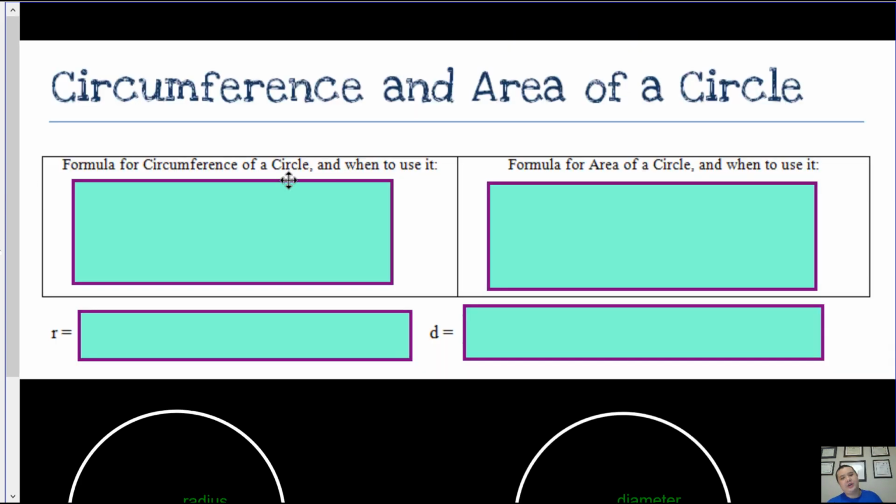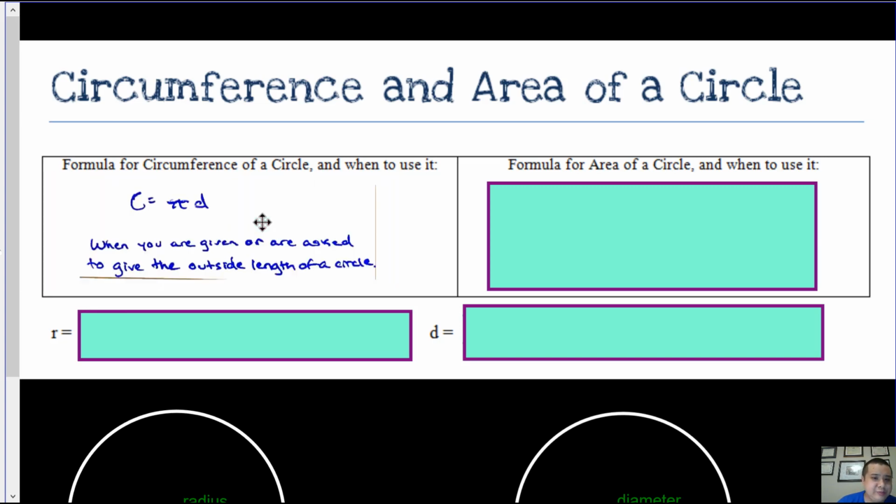First we need to know the formulas for the circumference of a circle and the area of a circle, and be able to know what the circumference and area mean. The formula for the circumference of a circle is circumference equals pi times the diameter. And you use this formula when you are given or asked to give the outside length of a circle. So the circumference is the outside length.